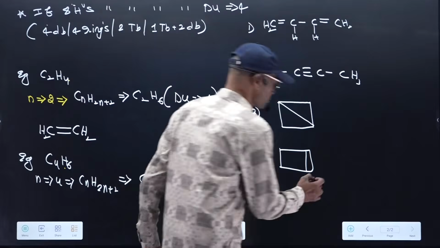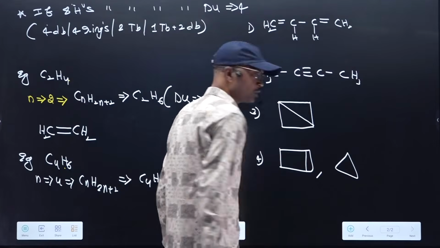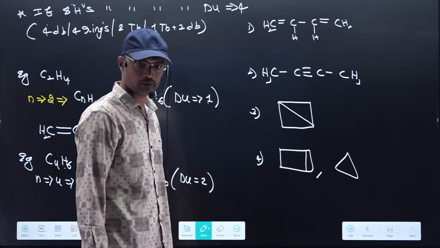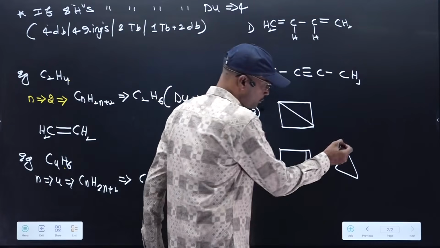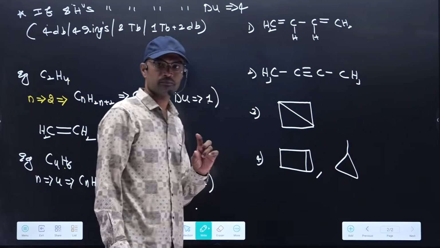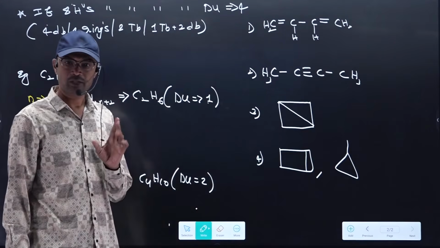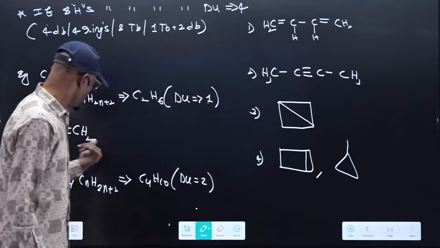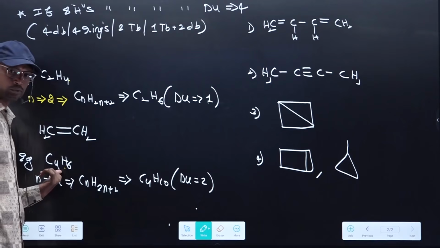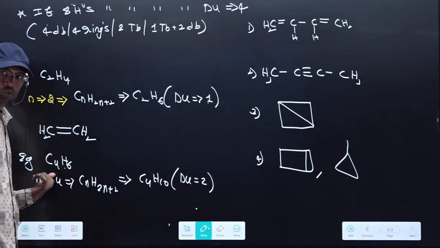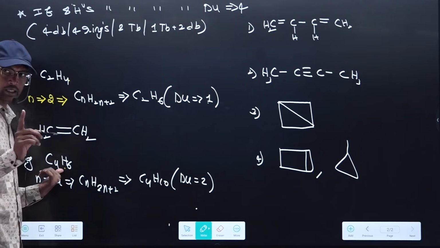Suppose one more example I will give. See, I am creating one ring. 4 carbons over? 4 carbons over or not? No. So here if I write one methyl, 4 carbons over? But Du matching? Du matching or not? No. What is the Du? For C4H6, what is the Du? Du 2. In this Du 2, I have written one ring.